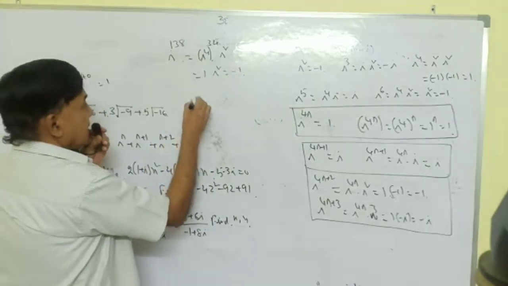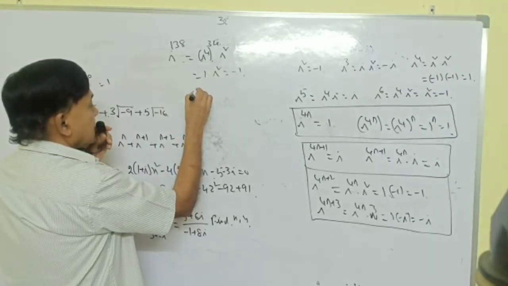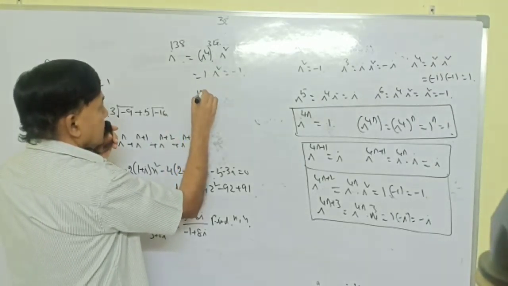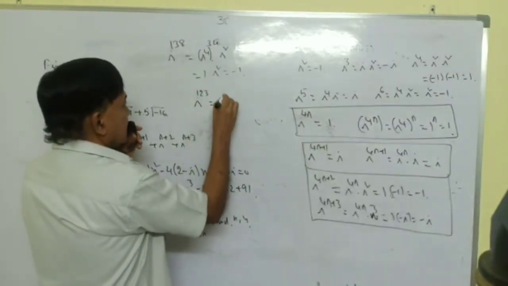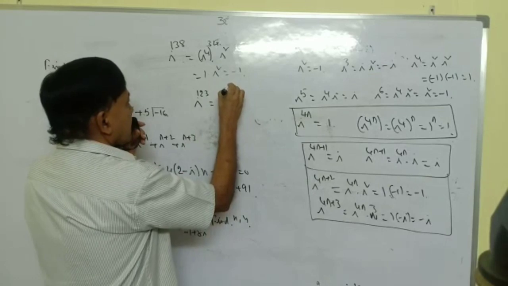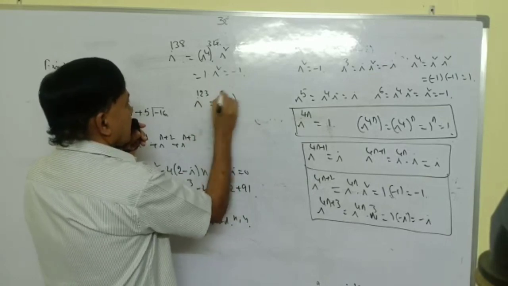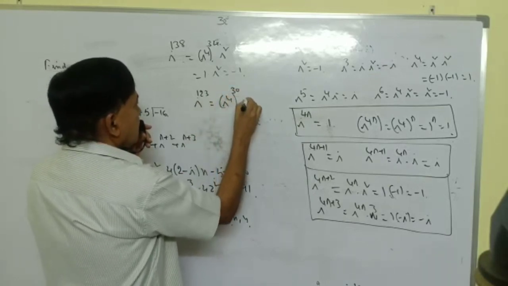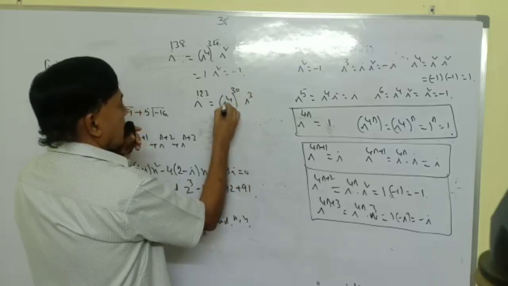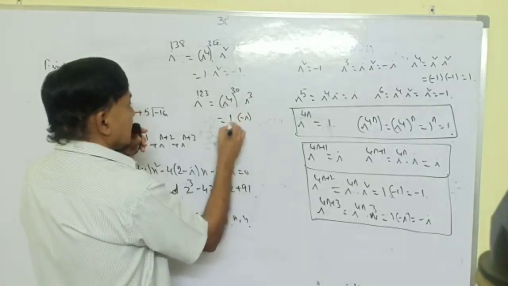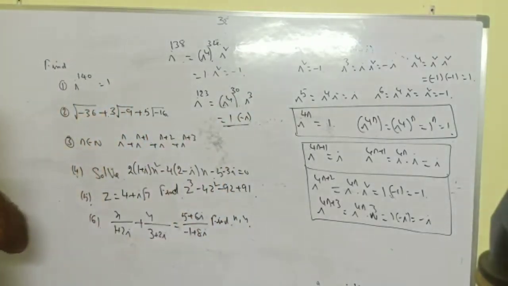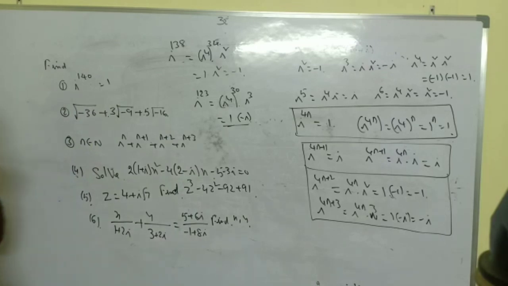Had it been, let us say, i to the power of 123, then you have to put like this: i power 4 whole to the power of 30 into i cube. i power 4 is 1. i cube is how much? Minus i. So this is all minus i. Like that, you are supposed to dispose of the question. Yes, I hope you are following the points.